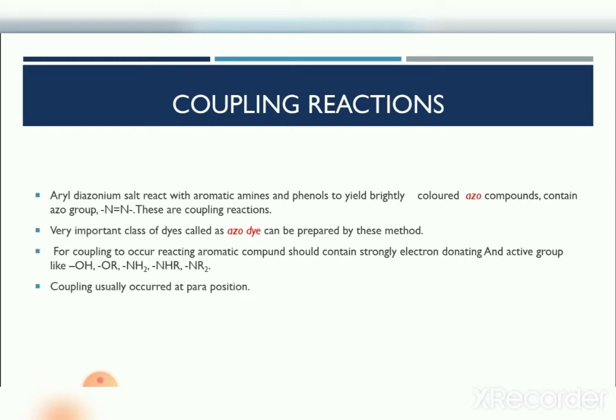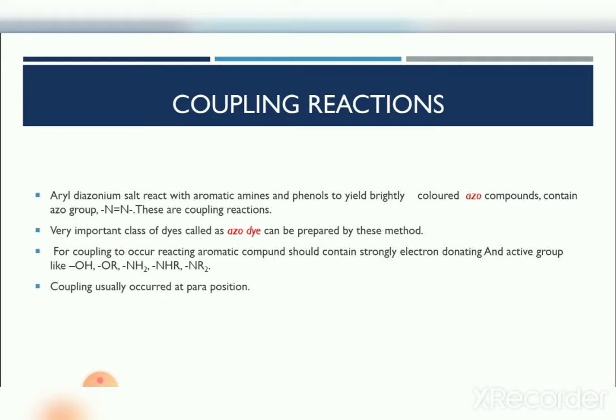So the azo compound is characterized by the presence of an N=N bond. When this type of aryl diazonium salt reacts with aromatic amines and phenol, they yield a brightly colored azo compound. This is known as the coupling reaction. It's highly applicable because a very important class of dyes known as azo dyes can be prepared by this method. So it's a very synthetically important application.